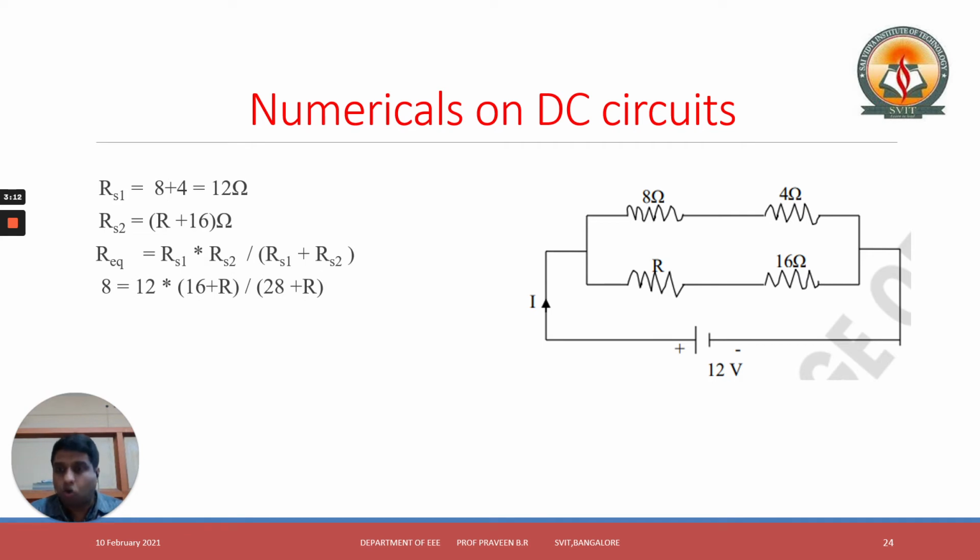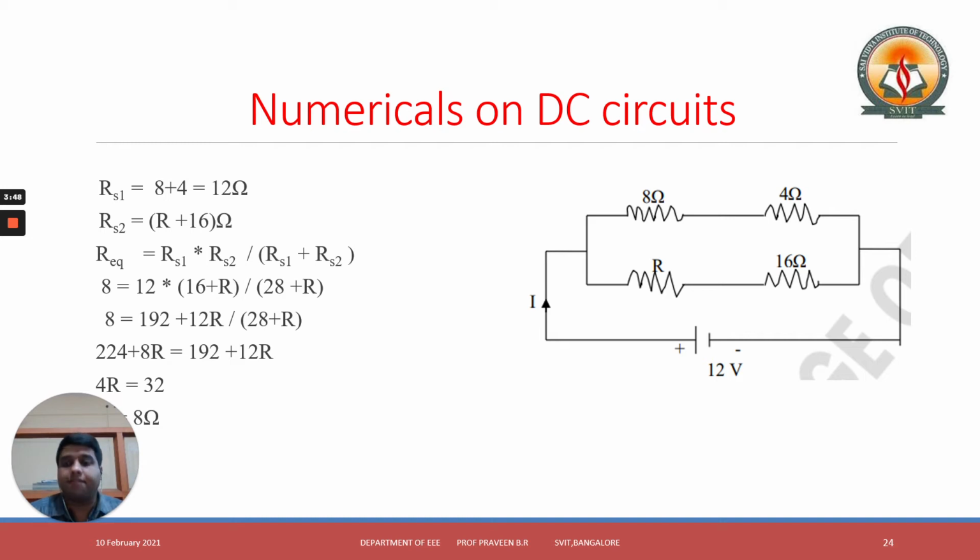So I know the equivalent resistance is 8 ohm. I know RS1 is 12. I know RS2 is 16 plus R. So I apply this and I cross multiply 28 plus R to the left hand side, and I multiply 12 with 16 and 12 with R, and I get 8 is equal to 192 plus 12R divided by 28 plus R, and hence I solve it and I get R is equal to 8 ohm. Hence, we solved the numerical and calculated the value of R.